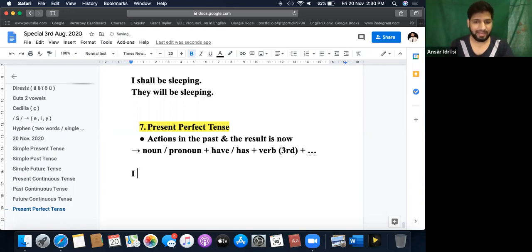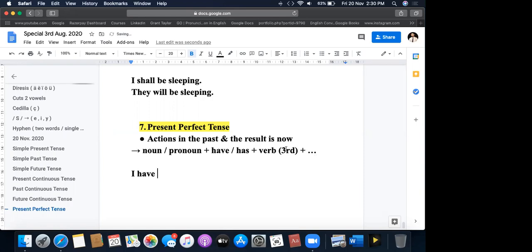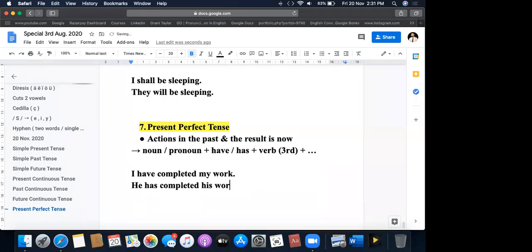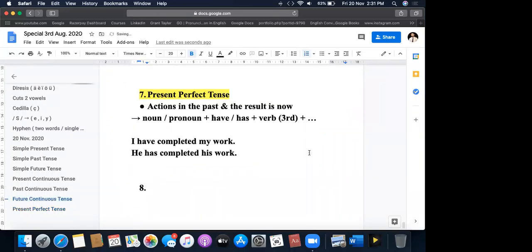For example, I plus have plus verb third form. I have completed my work. Next one. He, she, it has. So he plus has plus verb. He has completed his work. Is that clear? Yes. Next one.